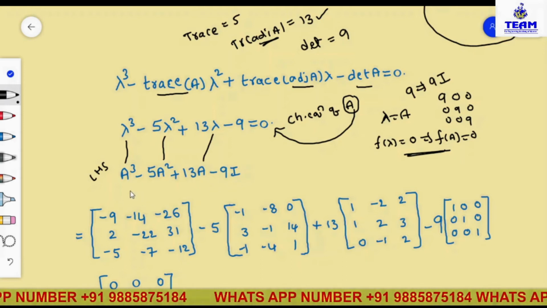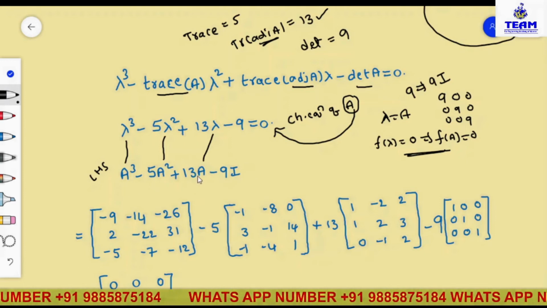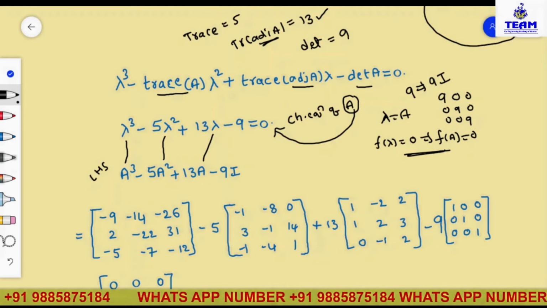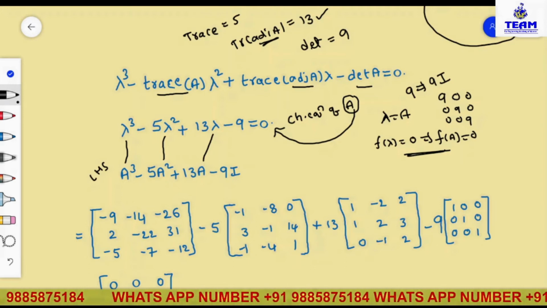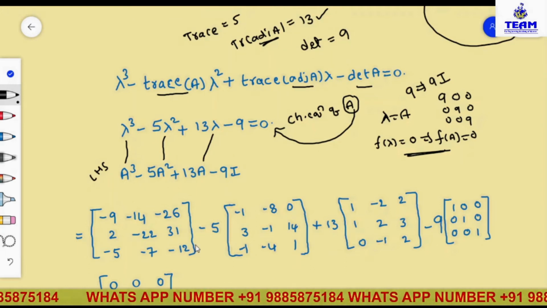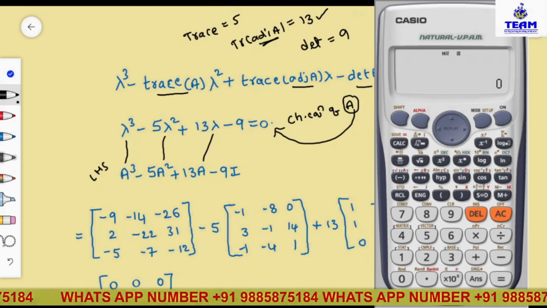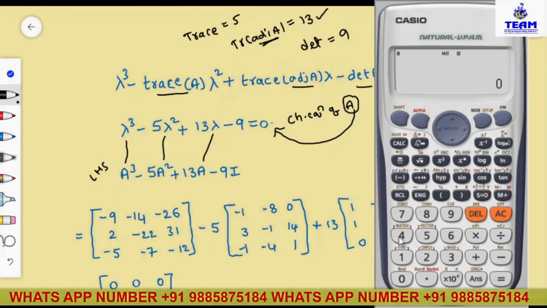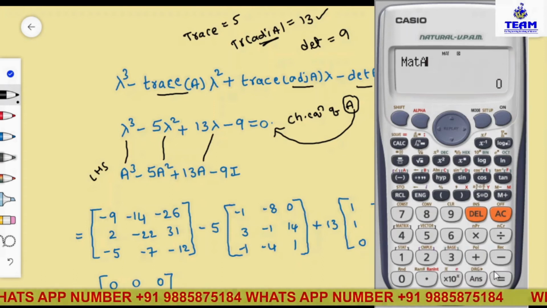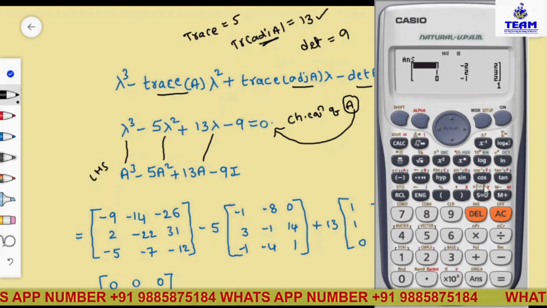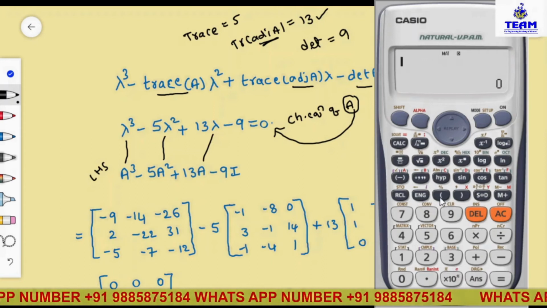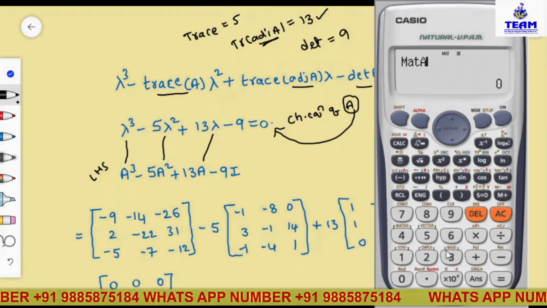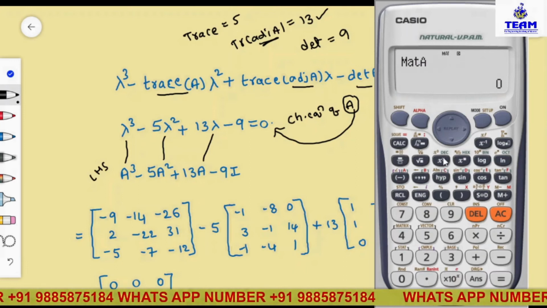Now what do you need to find? A cube, A square, A already given. These are generally lengthy, so use the calculator. By using the calculator, you can do it very easily. Here I will show you in the calculator; we have already given A. Shift 4, Mat A, 3, equal, yes, you have that A. Now what is required? Mat A square I require. So shift 4, Mat A, use the x square button.